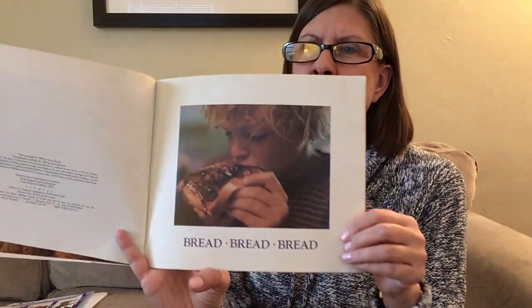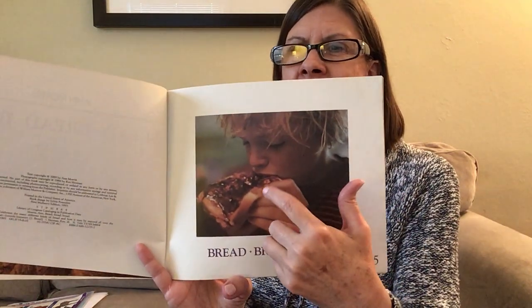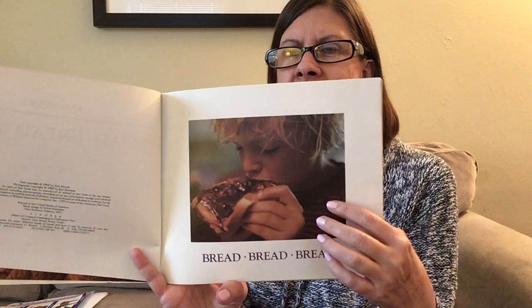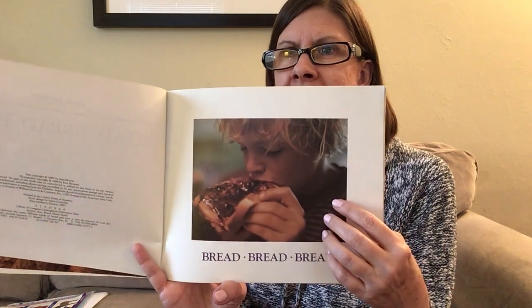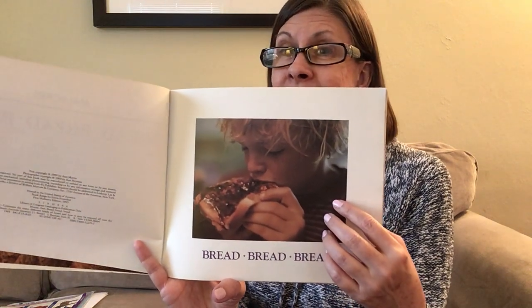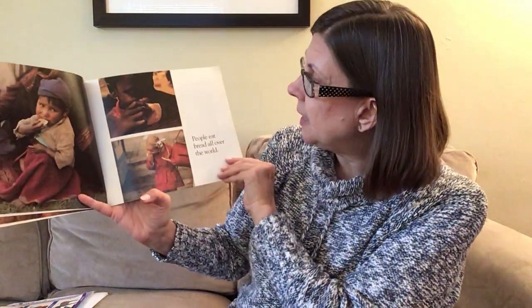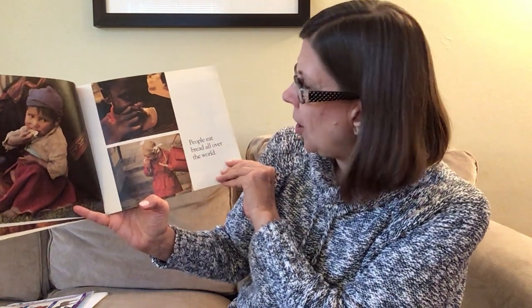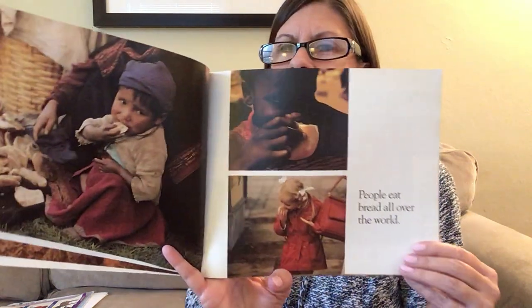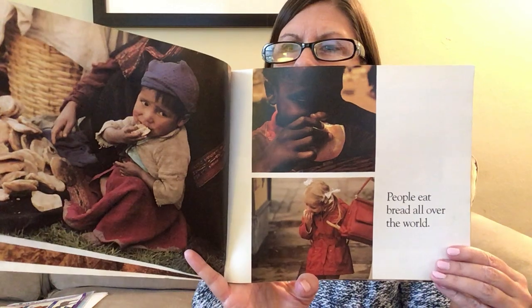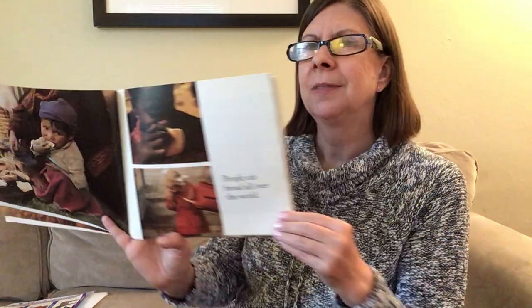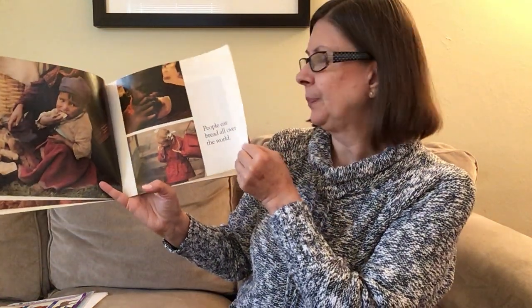Bread, bread, bread. Ooh, that child looks like they're eating some bread with something on it. Maybe peanut butter and jelly? Looks yummy. People eat bread all over the world. People all over eating bread. Different kinds of bread.